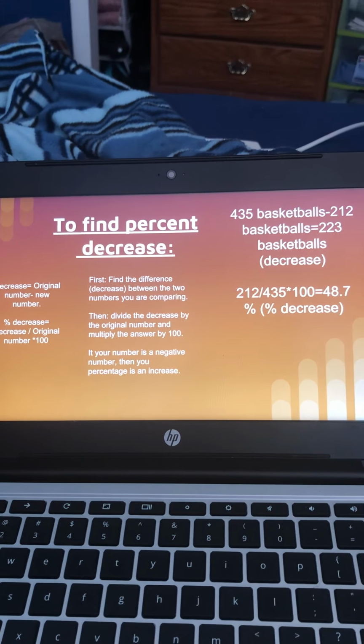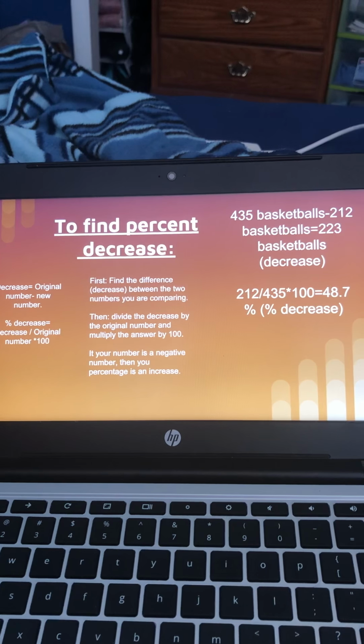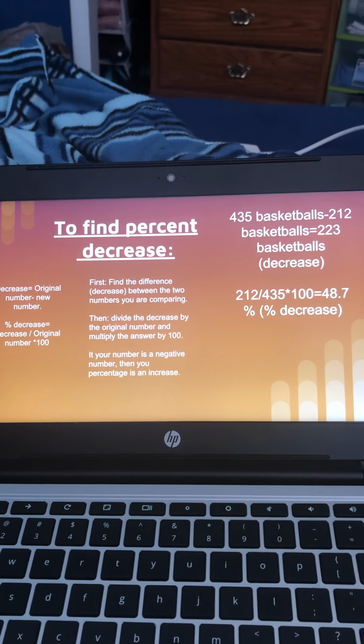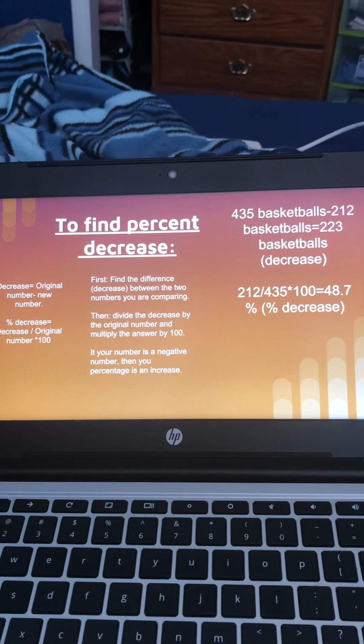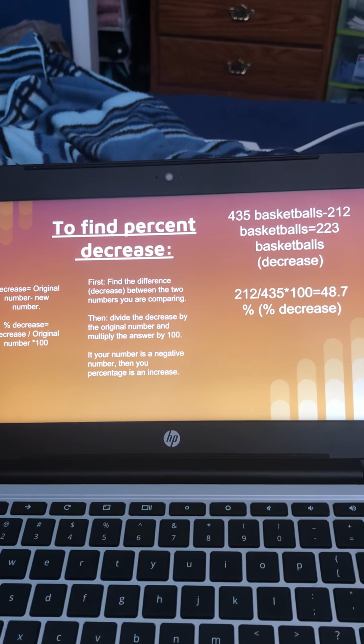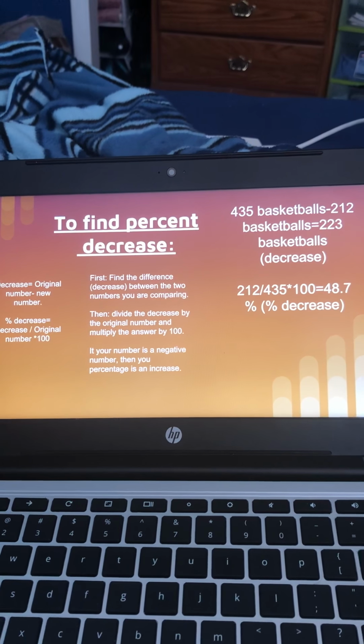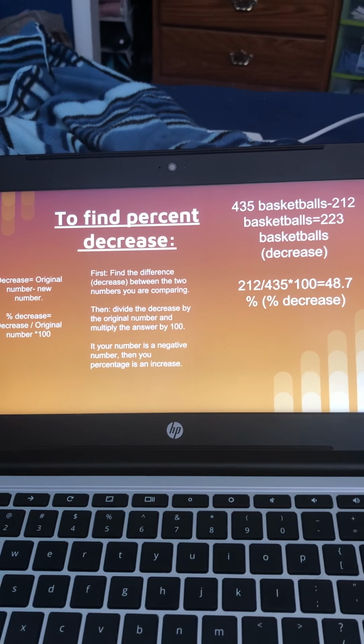So for example, you have 435 basketballs and subtract 212 basketballs for a total of 223 basketball decrease. You would take 223 divided by 435 basketballs, multiply by 100, and you would get 48.7% decrease.